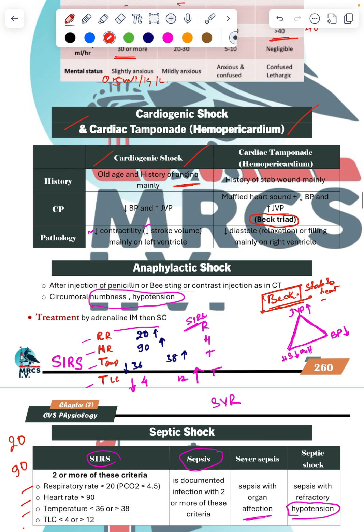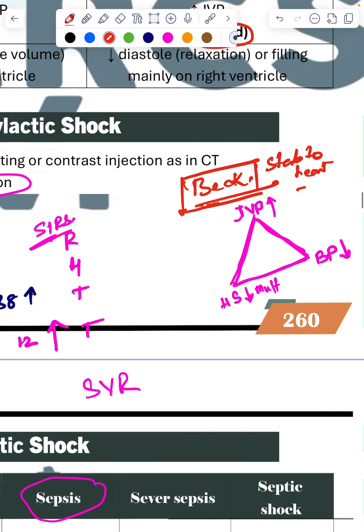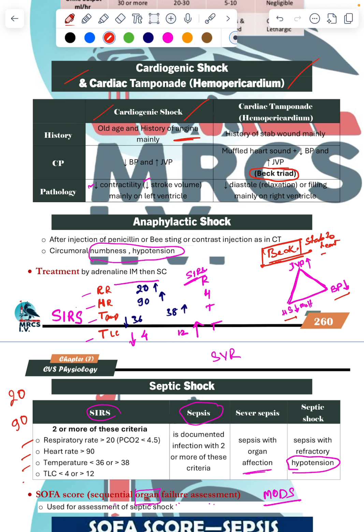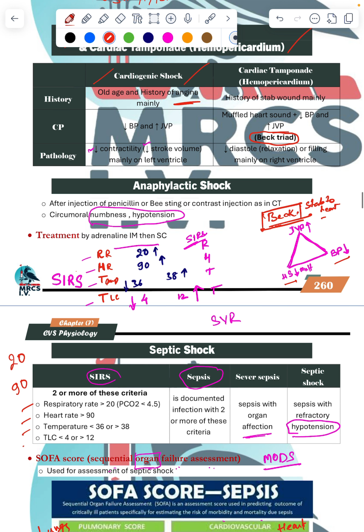Back straight. JVP is raised, heart rate goes down, muffled, and blood pressure is less. This stab in the heart is leading to back straight.